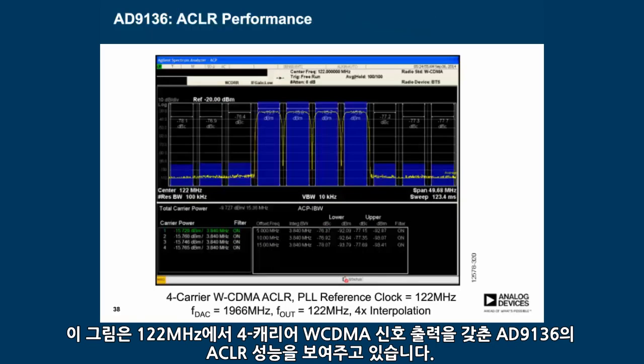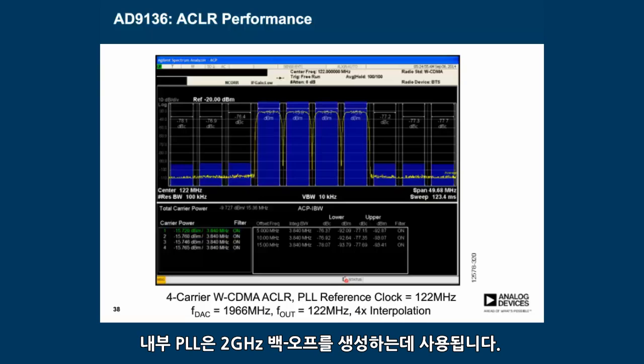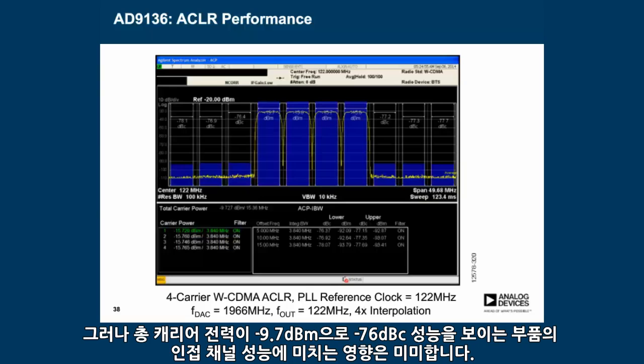This picture shows the ACLR performance of the 809136 with a 4-carrier WCDMA signal output at 122 MHz. The internal PLL is used to generate the 2 GHz DAC clock. However, it shows minimal impact to the adjacent channel performance of the part, showing around minus 76 dBc performance for a total carrier power of minus 9.7 dBm.